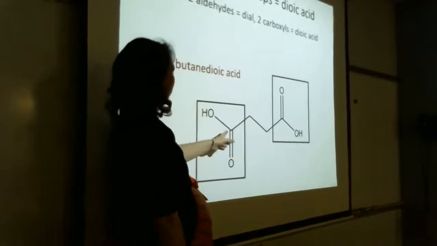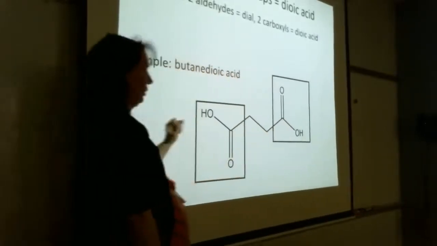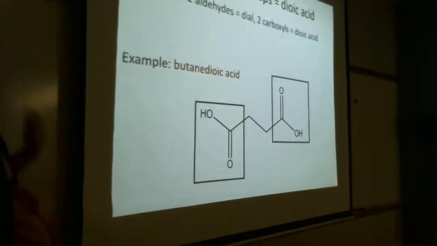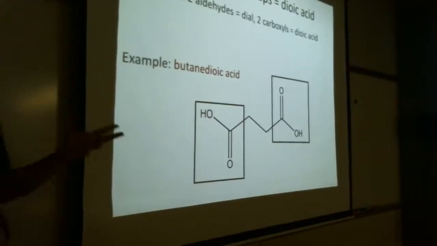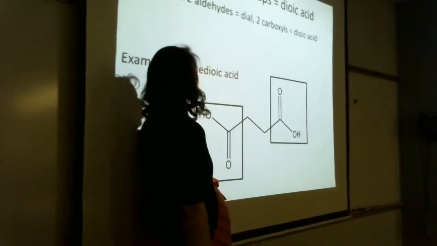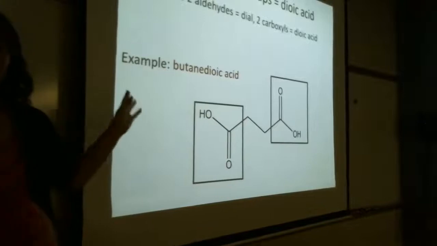Okay, so this is a 4-carbon chain, 1, 2, 3, 4, or 1, 2, 3, 4. It really doesn't matter here, right? Because there's no substituents. So this would just be called butane dioic acid. And then if there were substituents, right? Let's pretend there was a chlorine right here. That would be 2-chloro-butane dioic acid. Okay, make sense?